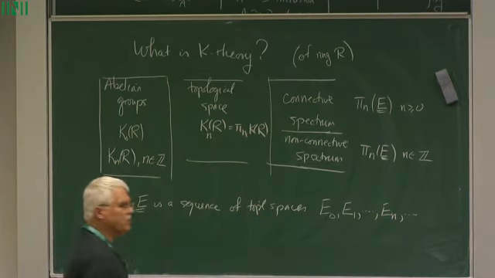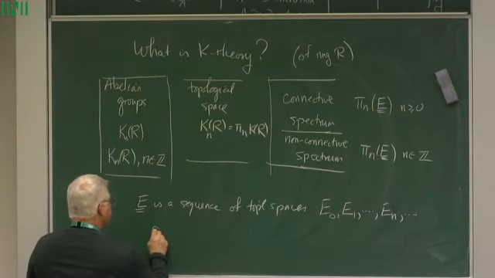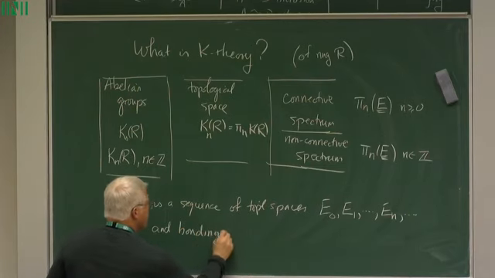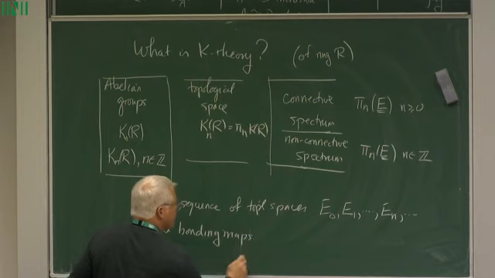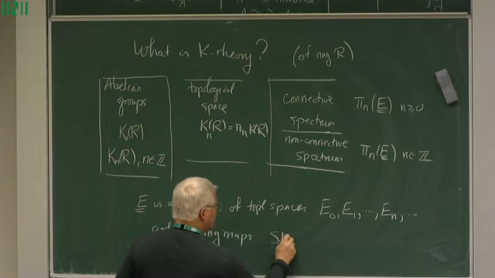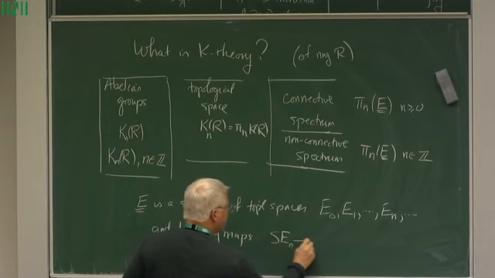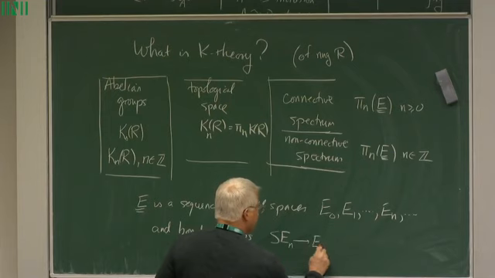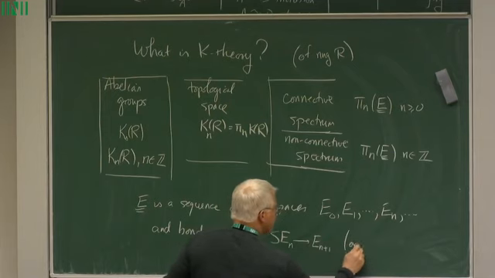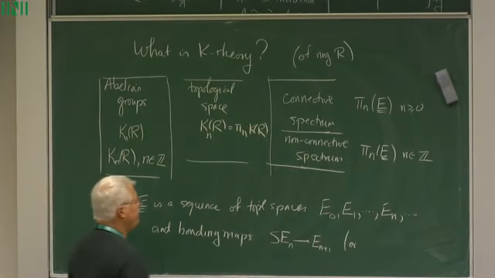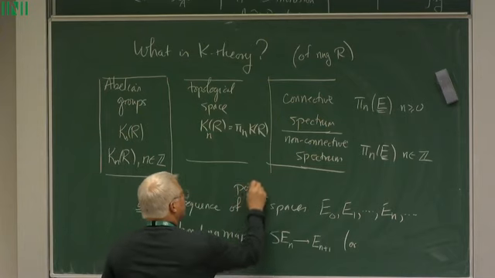So if you take a sequence of topological spaces and bonding maps, it takes the suspension of E_n and goes to the n plus first one. And in the world of topological spaces, I always have to say pointed, and I always forget to say pointed.